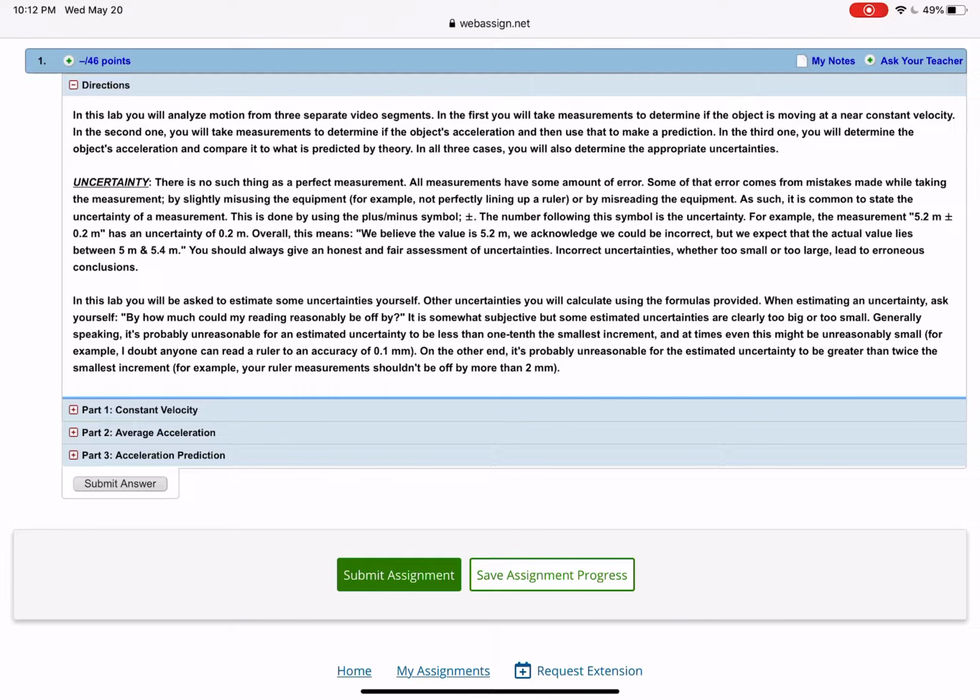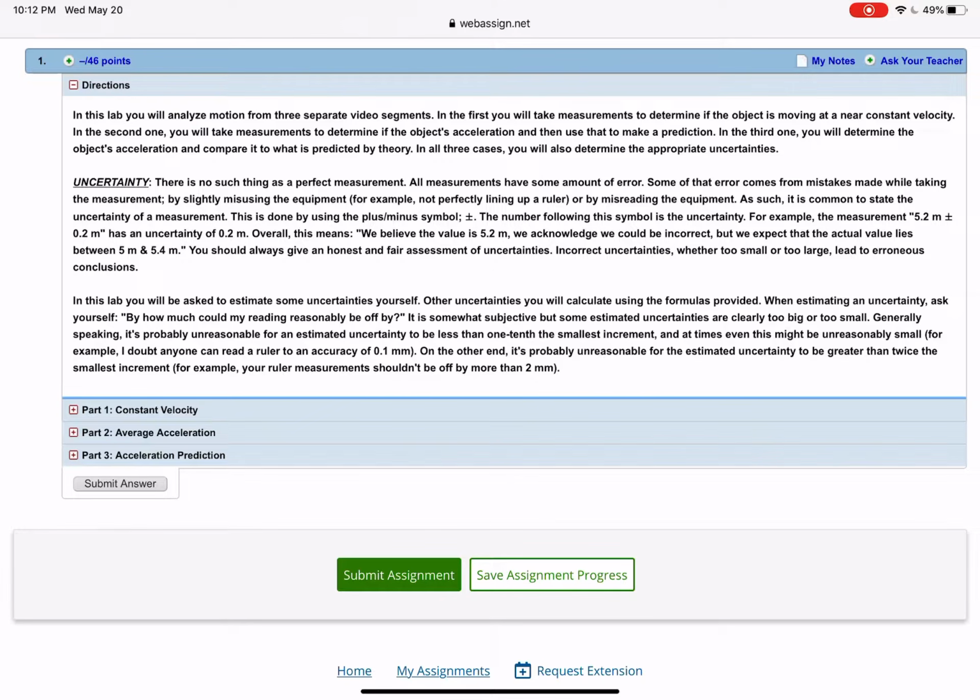Part two deals with average acceleration, figuring out the average acceleration and using that to make a prediction. And then part three deals with what the predicted value of the acceleration should be and how that compares to the measured value. Now, for all of these, something else that we're taking into account is uncertainty.